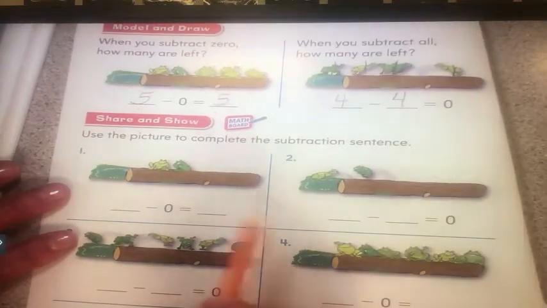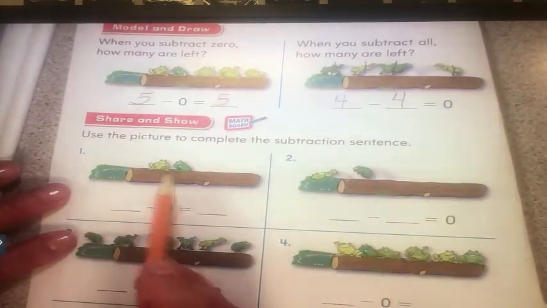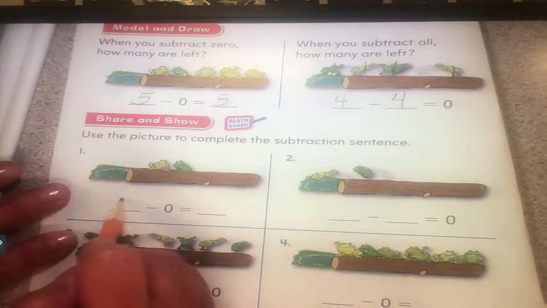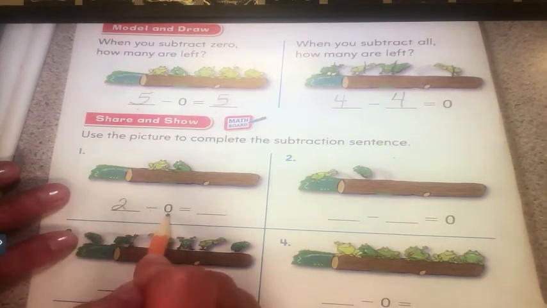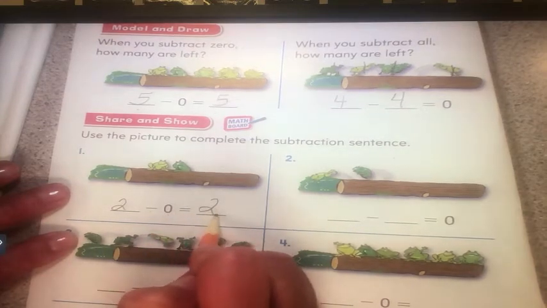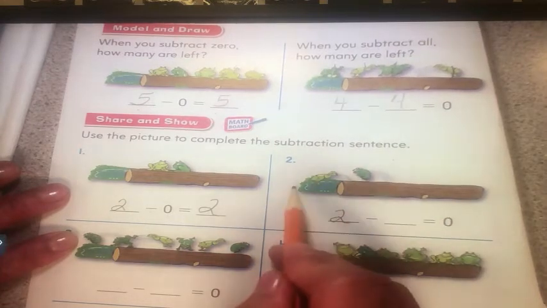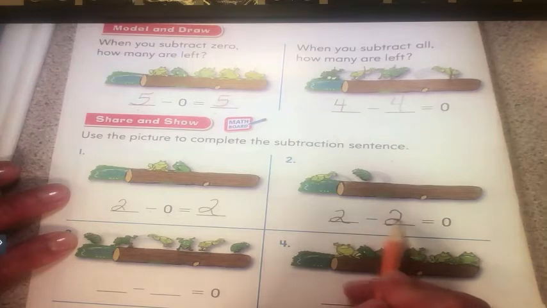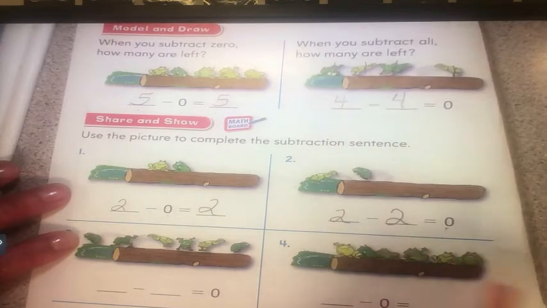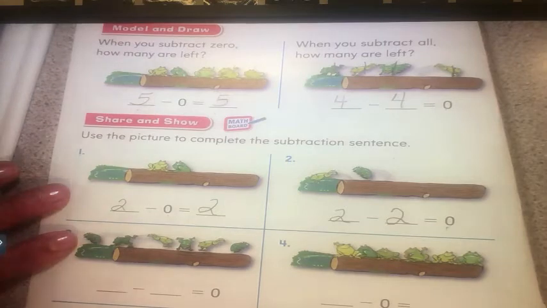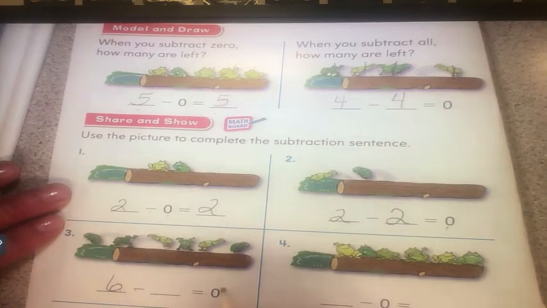Use the picture to complete the subtraction sentence. What will you put here? 2. 2 minus 0 is, that's right, 2. Number 2, you have 2. How many are hopping away? Minus 2 equals 0. This one, 1, 2, 3, 4, 5, 6. Minus, they're all hopping away. You know your answer is 0, so how many have to hop away? 6.